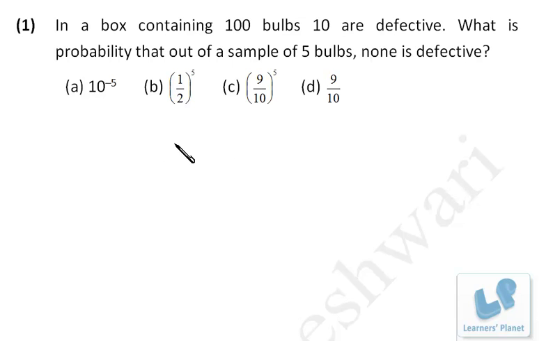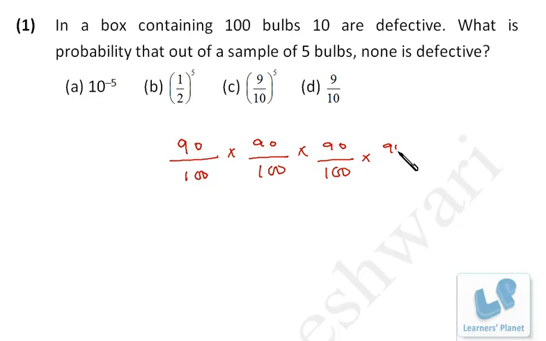So for the first bulb, 90 by 100, for the second bulb, 90 by 100, for the third bulb, 90 by 100, for the fourth bulb, 90 by 100, and for the fifth bulb, 90 by 100. So in all, it's (9/10) raised to 5, right? That means each bulb we are choosing from 90 non-defective bulbs, right?